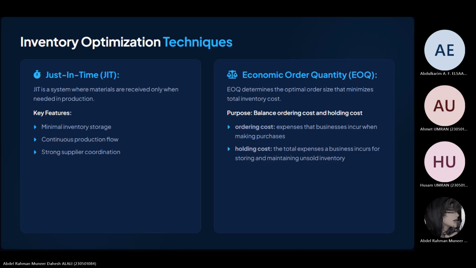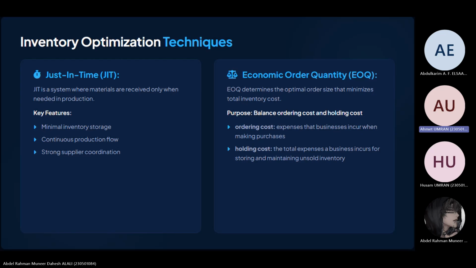Okay. The first technique is just-in-time, or JIT. This system means that the materials are delivered only when they're needed in the production process, not before. So instead of storing large amounts of inventory, companies keep very low inventory levels. The advantage of JIT is that it reduces storage cost and waste.